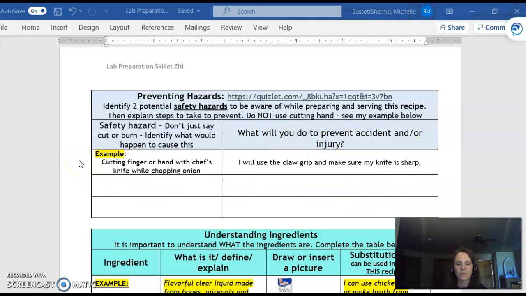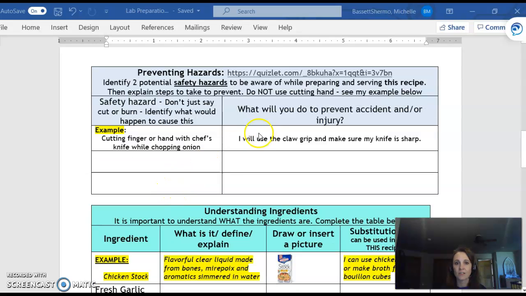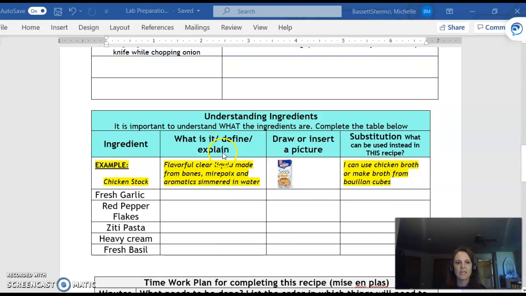So the example here I used, do not use another example of cutting. So I said cutting finger or hand while chopping. And then how am I going to prevent that? Making sure my knife is sharp and using the claw grip. So you need to identify 2 more things that could happen while you're preparing this that could cause an accident or injury.